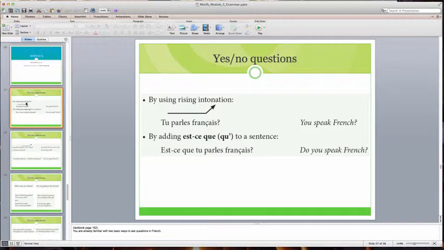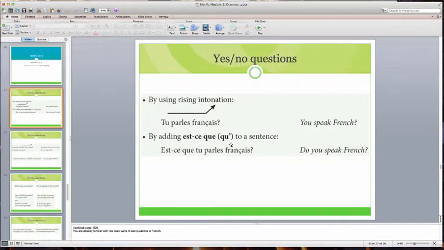The first way to ask questions is by using rising intonation. This is one we've used all along. You have a regular sentence in terms of grammar structure, tu parles français, but instead of speaking it as a sentence, tu parles français, we instead use a rising intonation. Tu parles français? Which makes it into a question.